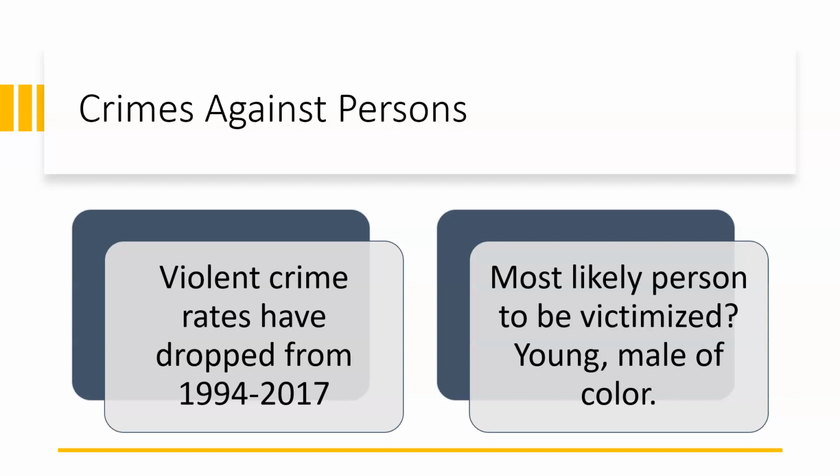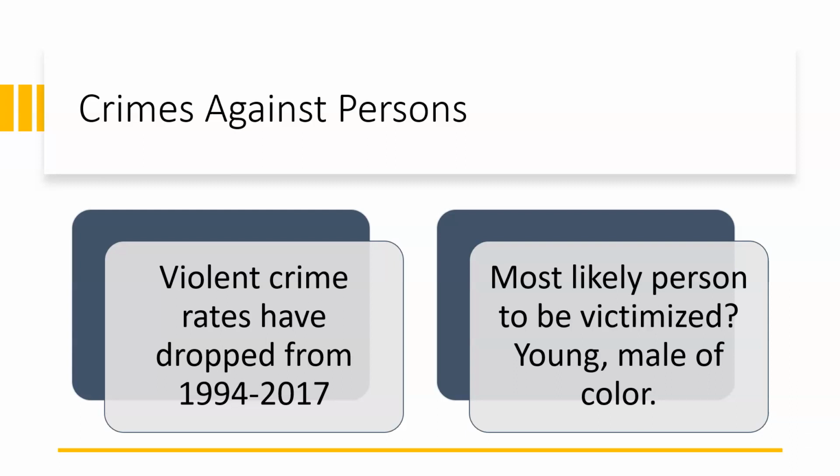So violent crime rates have dropped from 1994 to 2017. And the 1990s were a very violent time. I always say, and I know that people laugh at me when I say it, but the crack era was crazy. And that was during the 1990s. There was a lot of violence during that time.